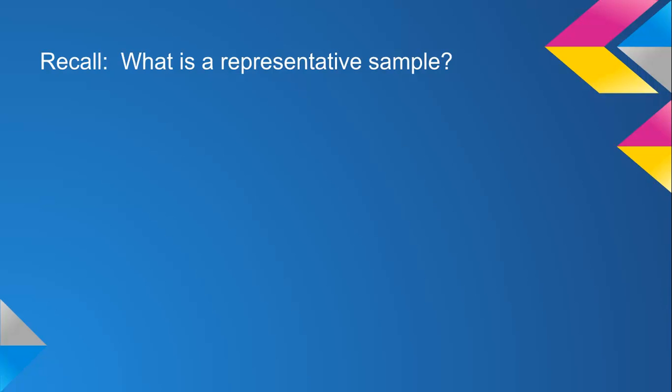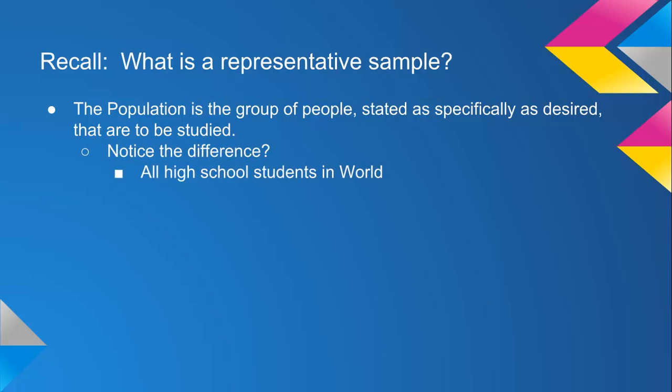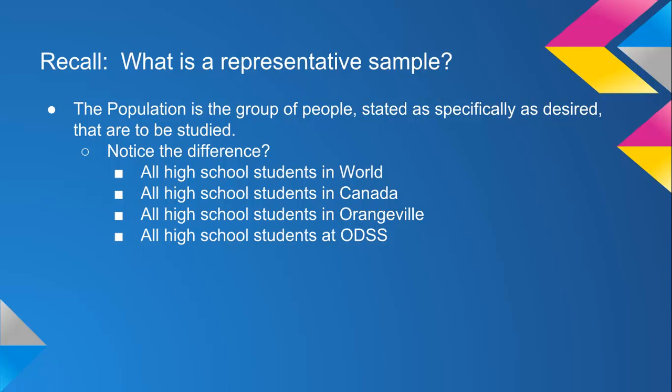So remember what a representative sample is. Remember what a population is: a group of people stated specifically as desired that are to be studied. So you state the population. You can state it as specifically as you want. If you want the population to be all high school students at ODSS, you can say that. If you want the population to be all high school students in Orangeville, you can say that. You just have to realize that the difference is being more specific. You're going to get an increased amount of bias depending on your sample.